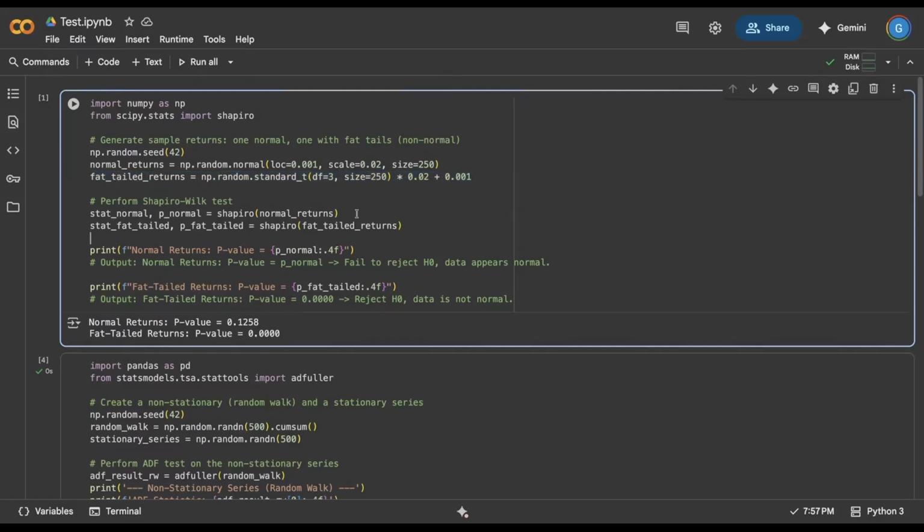Now we calculate the Shapiro-Wilk statistics for each of the datasets. This returns the test statistic and the p-value for the normal distribution, and this returns the test statistic and p-value for the fat tail.